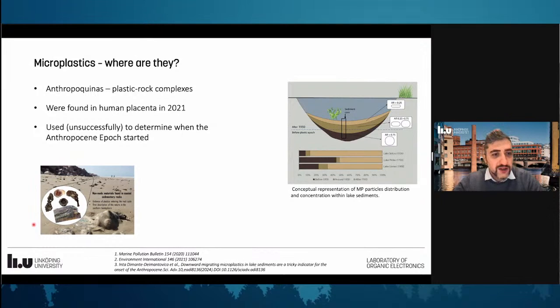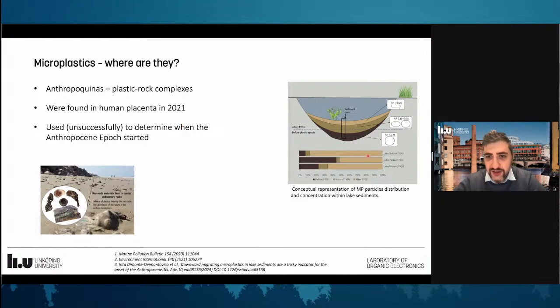In recent years, researchers have found that plastic also complexes with rocks, and they have identified a new type of rock called anthropoquinous. I'm not sure that I pronounced it correctly, but it's a new type of rock that incorporates plastics or other waste, but mainly plastics, and rocks. In 2021, microplastics were also found in the human placenta. So this means that the first man-made material that humans are encountering is plastics.